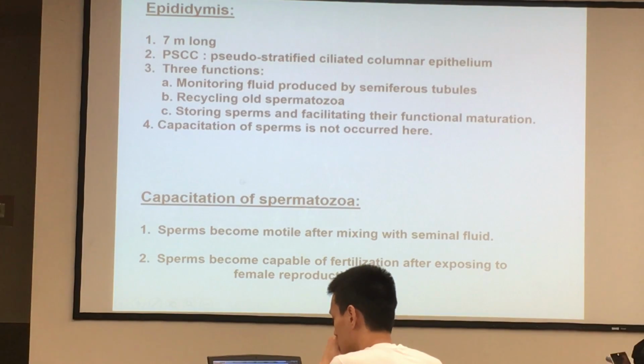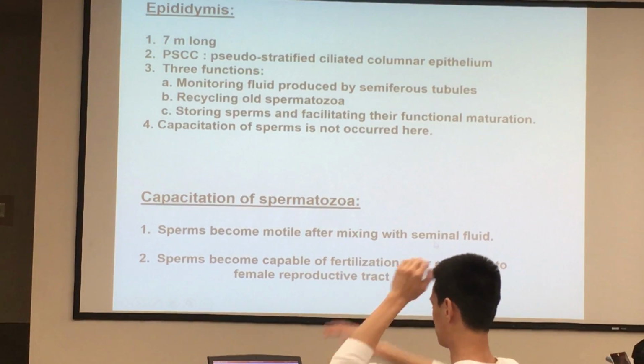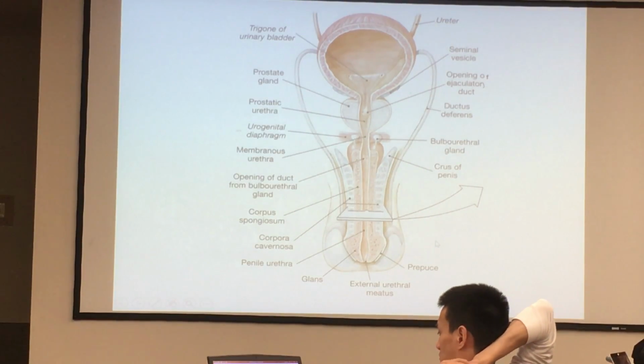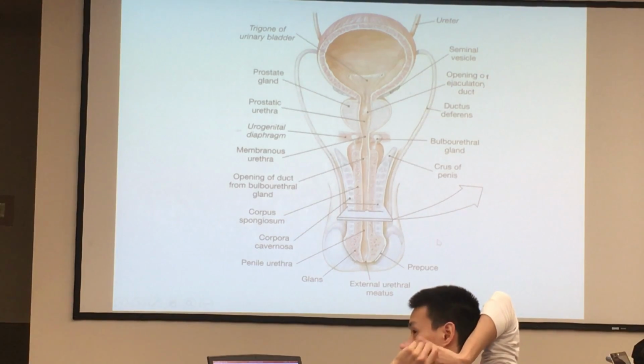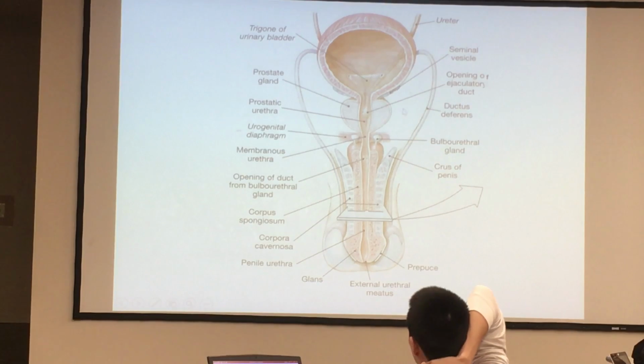And there is one term called capacitation. That means the sperm gains free moving energy, and that only happens when you mix with the fluid from the seminal vesicle, what we call seminal fluid. This one is kind of a funny one to show you. All right, probably we can see this one.